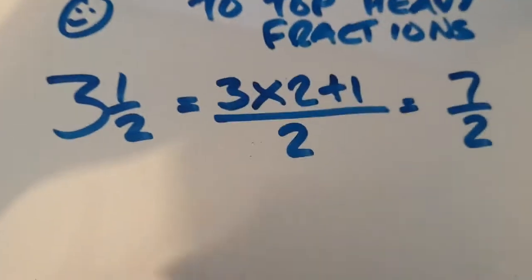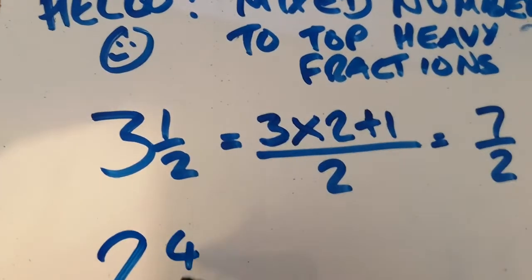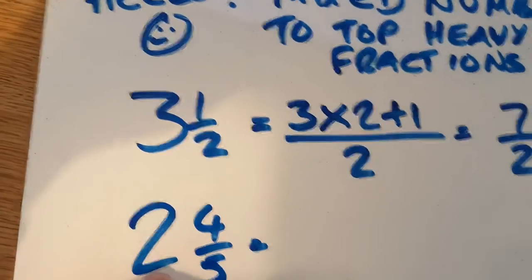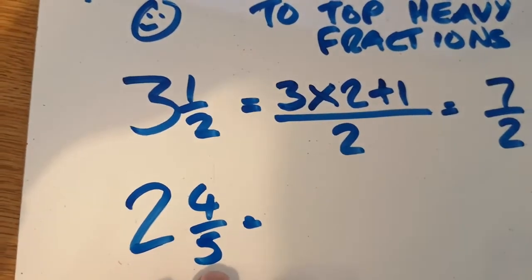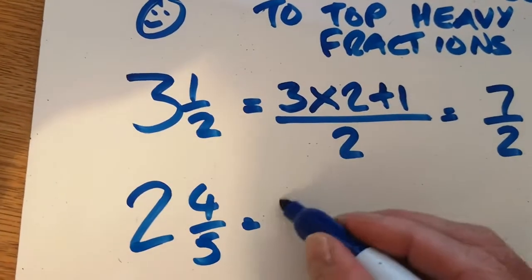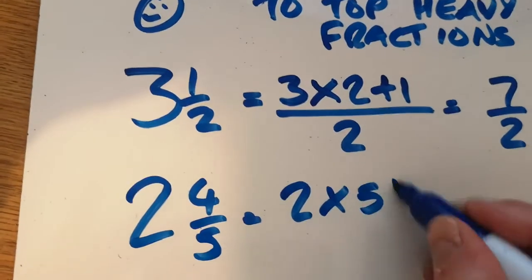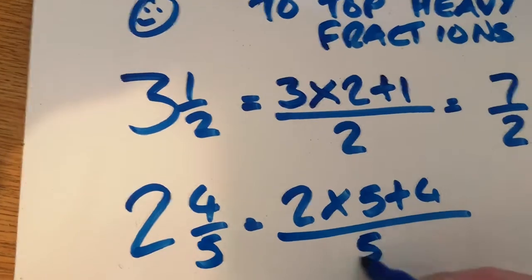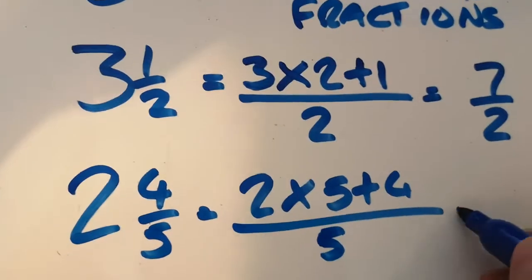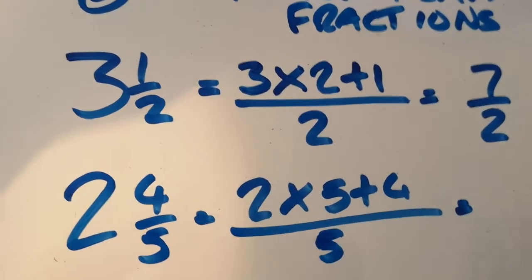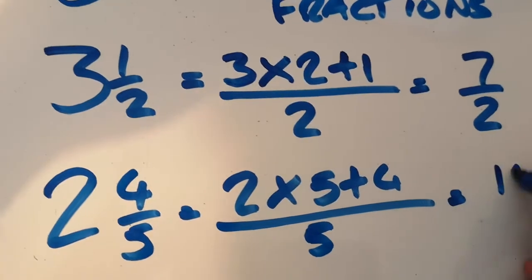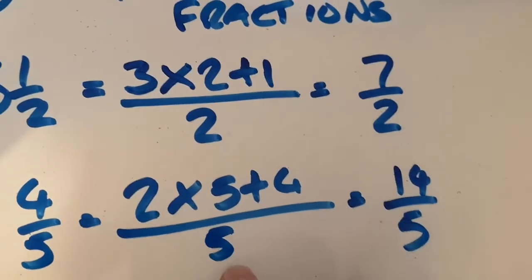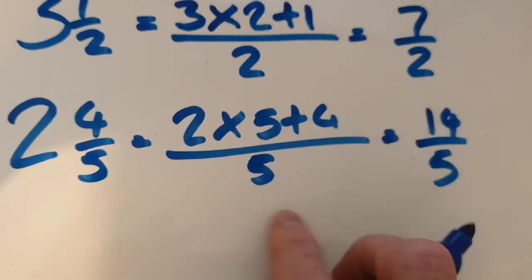If we look at another example, if we do 2 4/5, same logic. I'm multiplying my 2, my big number, by my denominator 5, and then I'm adding that 4. 2 times 5 plus 4, all over the bottom number, the denominator that stays the same, it's 5. 2 times 5 is 10, plus 4 is going to give me 14. 14 over 5, my bottom number, my denominator remains the same.